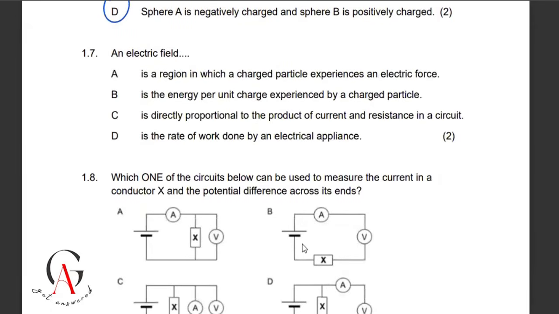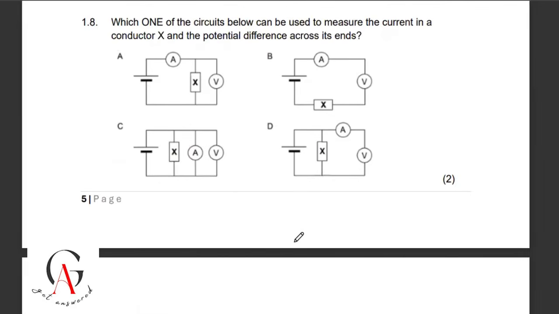And then we know that an electric field is a region in which a charged particle experiences an electric force. Okay, there is some bit of truth in that. Is the energy per unit charge experienced? No, it's the force. Okay, and it's directly proportional to the product of current and resistance. No, that is charge. Is the rate of work done? That is power. So let's go with option A as the best.